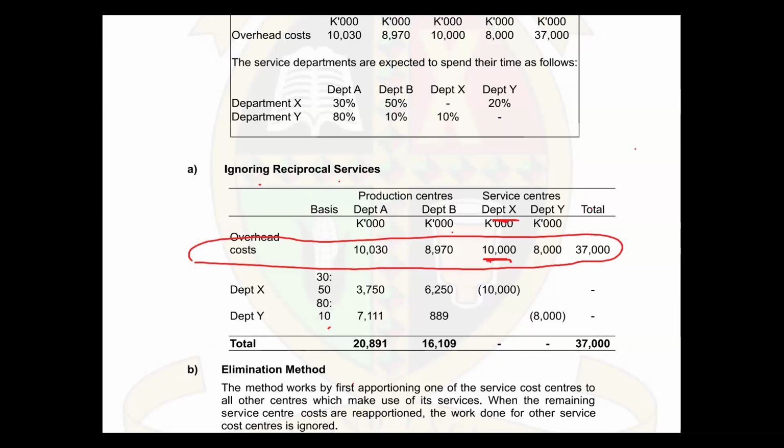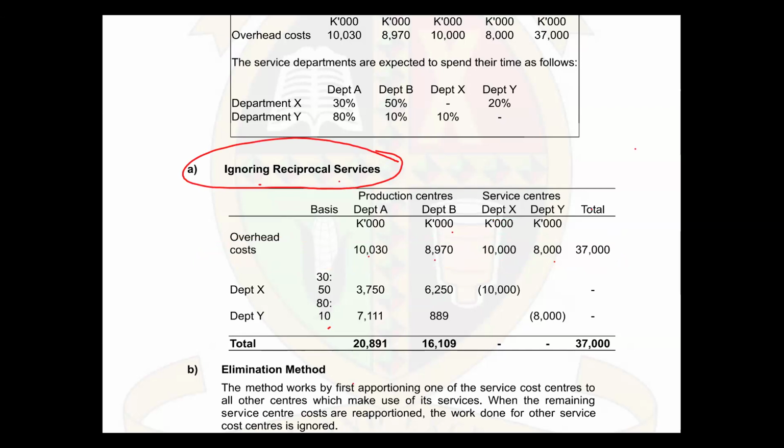To allocate this 10,000, to reapportion this 10,000, you have to remove it from department X and let it go to department B and A. Not to department Y. Remember, we have said we are ignoring reciprocal services. You're not getting the cost and sharing it to Y. This is what we have said. So now, how are we allocating the 10,000? Listen carefully. We put a negative of this 10,000 because we are deducting everything from X.